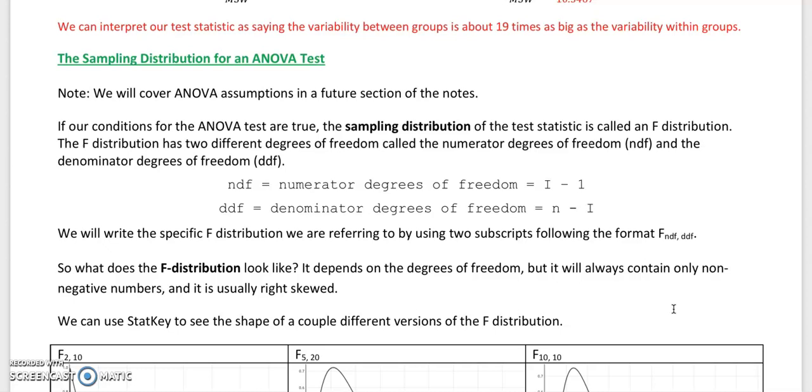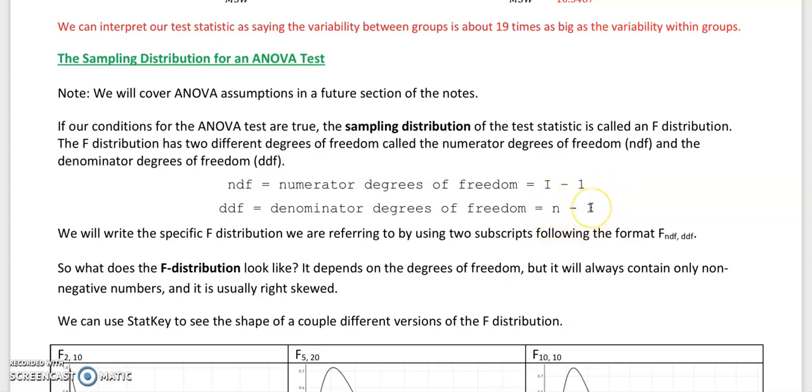So just like the t distribution and just like the chi-squared distribution, the F distribution depends on degrees of freedom. But the new thing with this distribution is that there's actually two different degrees of freedom. There's something that we call the numerator degrees of freedom, and we calculate that as the number of groups we have minus 1. So this is an I minus 1.